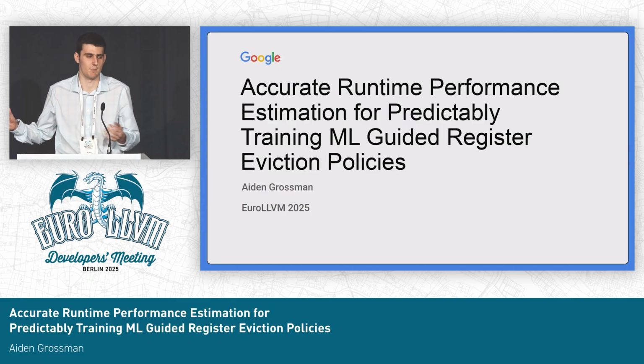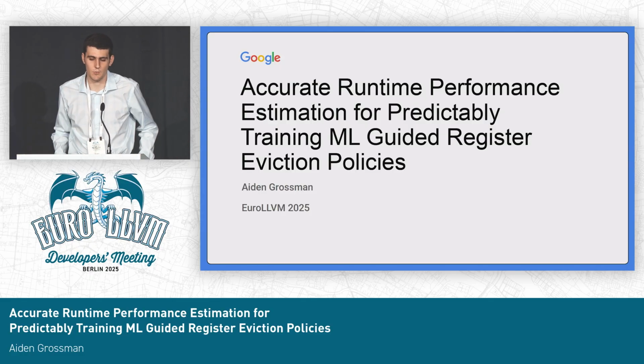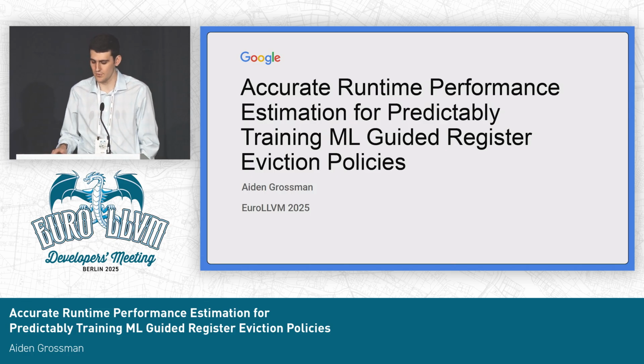So the title is a bit of a mouthful, but essentially what we're trying to do is take a heuristic within the LLVM greedy register allocator, and then instead of using a heuristic, we replace that with a machine learning model that is trained to improve runtime performance.